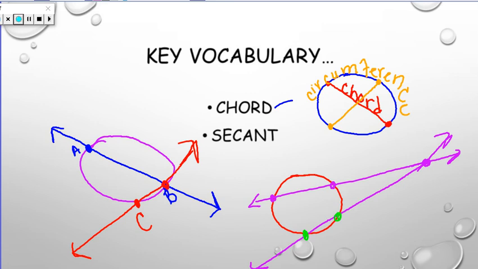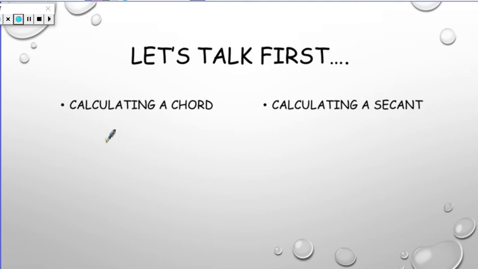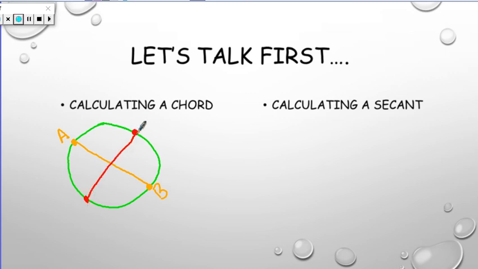Okay, so now we're going to talk about how do we find the missing segments of a chord. How do we calculate it? So I'm going to draw my green circle and I'm going to put a chord. I'm going to put here and here. I'm going to call this A. I'm going to call this B. Then I'm going to draw another chord. I'm going to call this C, and call this D. And the point of intersection right here, we'll make that black. We'll call it F.